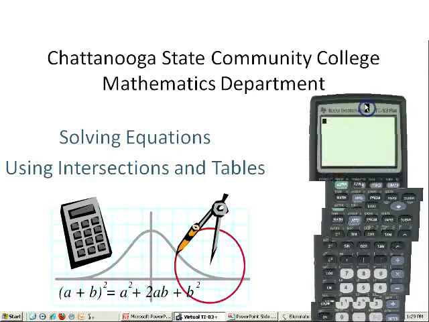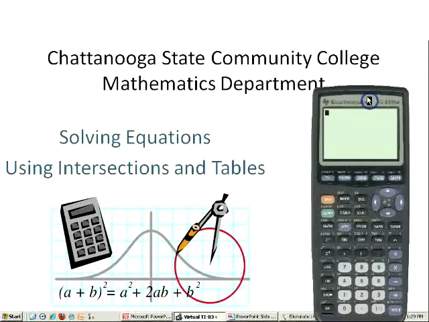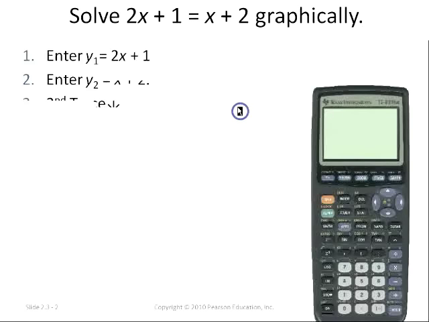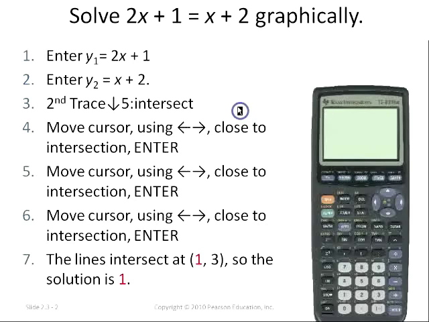This lesson is on using our calculator to help us solve linear equations. We're going to solve the equation 2x plus 1 equals x plus 2 graphically. In order to solve equations graphically, we want to enter the left side of the equation in y1 and the right side of the equation in y2.